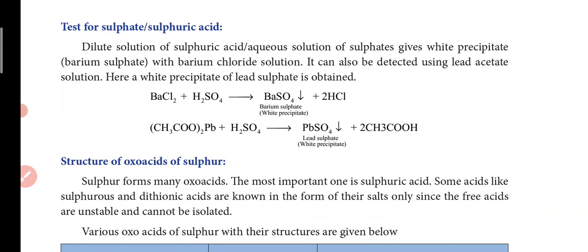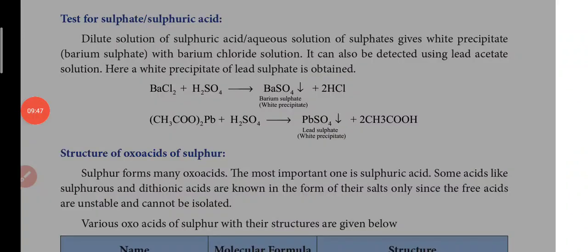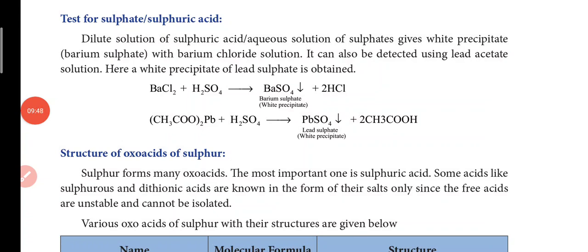That will go and form a bond with the metal atom from the main substance whatever we are taking. So take lead acetate, for example. When we add H2SO4 to it, that lead and sulfate ion from sulfuric acid will form lead sulfate, which is a white precipitate. So that is how we will identify the presence of the sulfate ions.